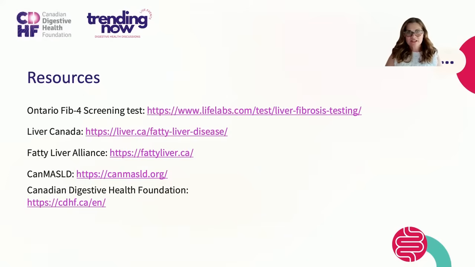Before we wrap up for our questions, I want to leave you with a few trusted resources you can explore after today's session. If you're in Ontario, you can use this link to access the FIB4 screening tool, which is a simple blood test that helps assess liver fibrosis risk. You can also find information and education about liver health through Liver Canada, Fatty Liver Alliance, and CAN MASLD. And don't forget the Canadian Digestive Health Foundation's discussion series. There's webinars on the website, as well as many blog articles that will be extremely helpful to continue your learning and help you with the next steps in your health journey.